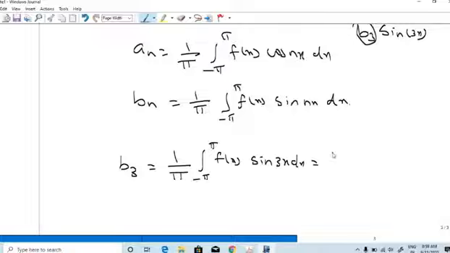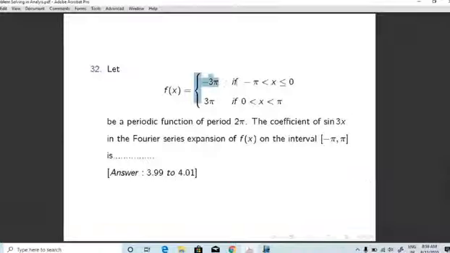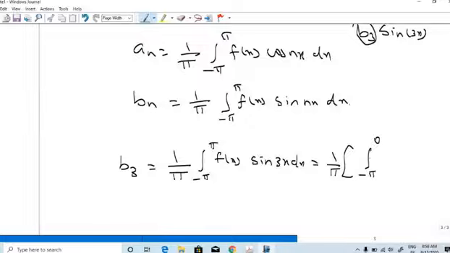Therefore, this is equal to 1 by pi, and you can split this interval. The integral is from minus pi to 0, where the value of f of x is minus 3 pi. So this is minus 3 pi times sine 3x dx, plus the integral from 0 to pi.